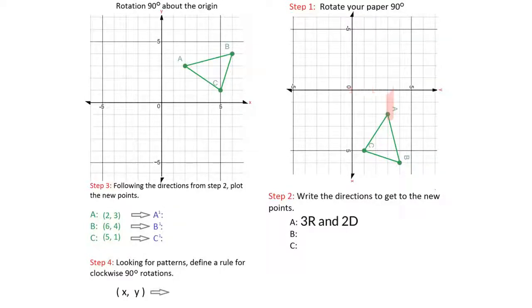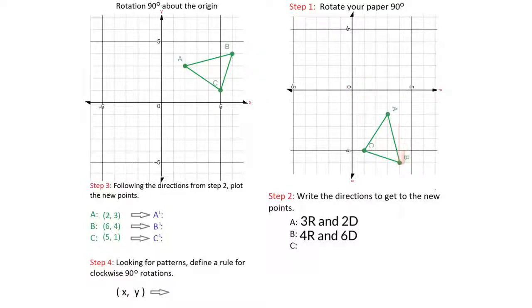Now let's go ahead to point B, and in point B we're going to do the same thing. So it looks like B traveled 1, 2, 3, 4 to the right, and it traveled 1, 2, 3, 4, 5, 6 down. So let's go ahead and write in 4 to the right and 6 down. Okay, and let's move on to our last point, point C.